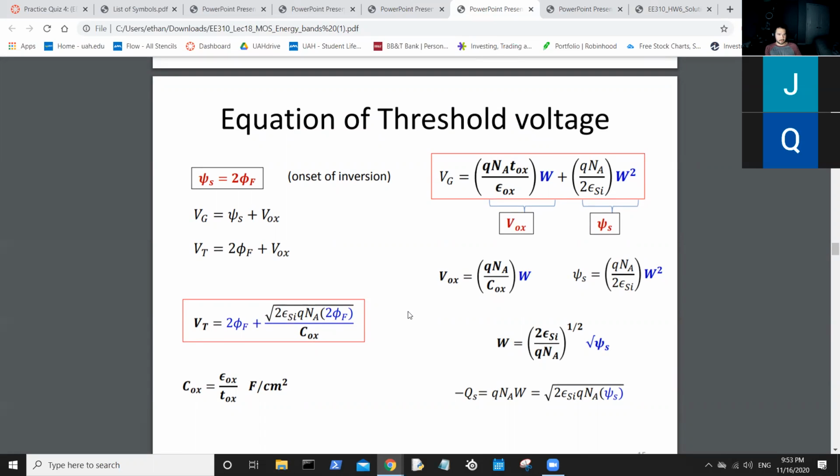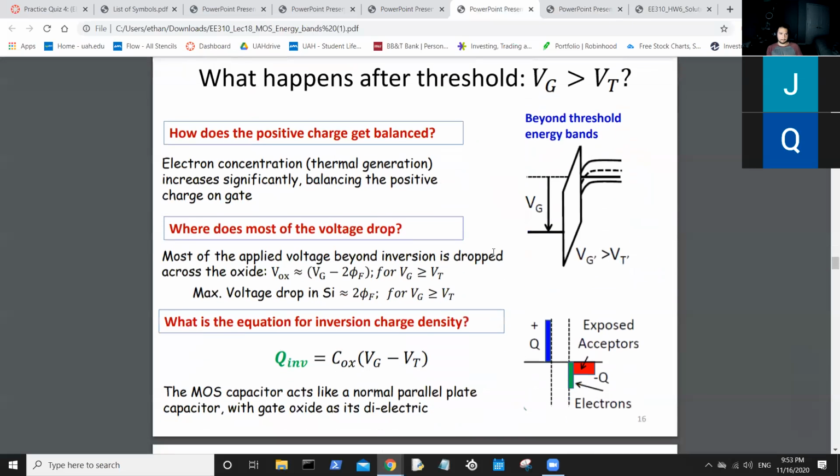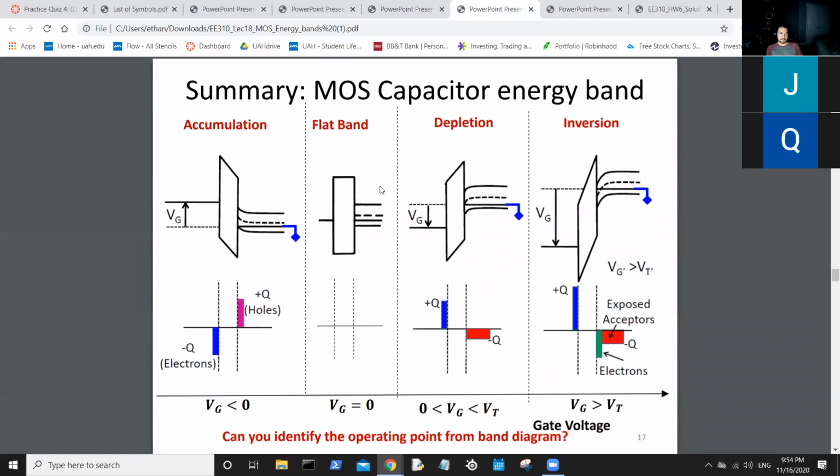So there's a couple things here. Oh, this is for onset of inversion. I'm not sure if we need that right now. Yeah, so this is a slide I was looking for.